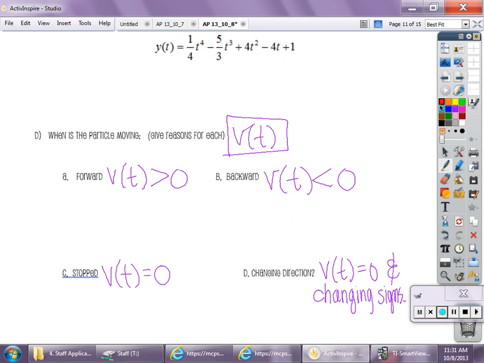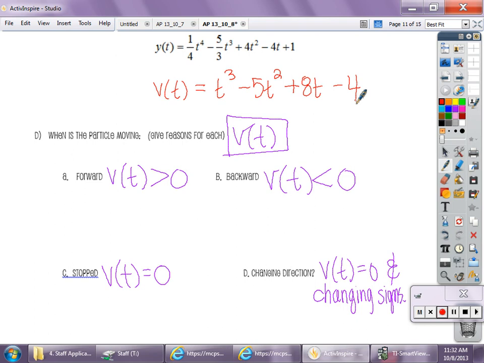Okay, so this guy, what do we need to do? What do I need to do to answer all these questions now? I need a sign chart. Therefore, you guys already have the velocity written. I'm going to rewrite it. T cubed minus 5t squared plus 8t minus 4. That's not factorable. Well, sorry, I shouldn't say it that way. It is factorable. I don't expect you to factor it.